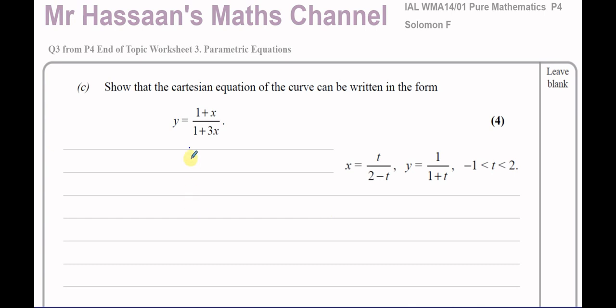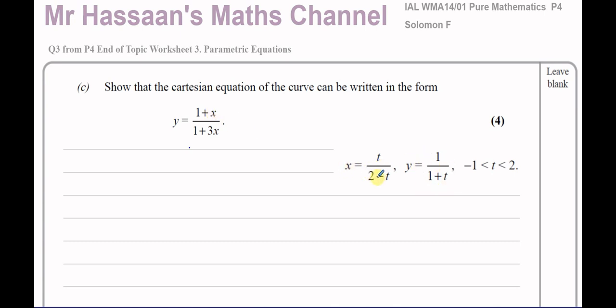Now, show that the Cartesian equation can be written in this form. So now what we're going to do here, there are 2 ways we could go about this. We could show that when you replace the x's here with what t is in terms of x, you'll end up showing that y is equal to that. That's one way you could do it.